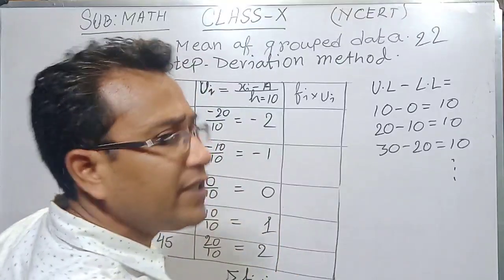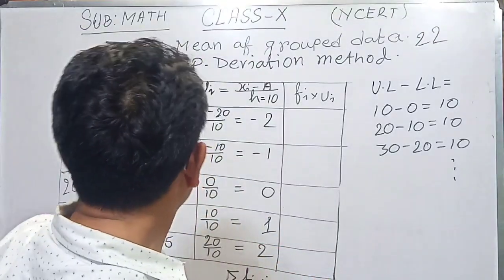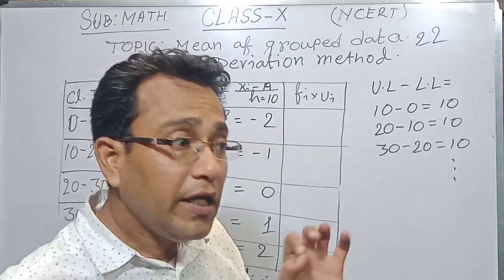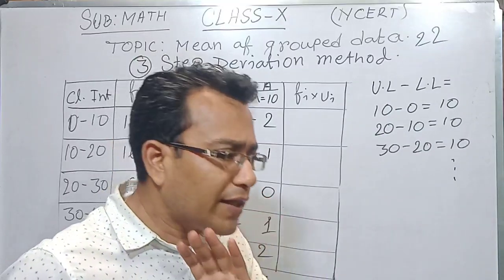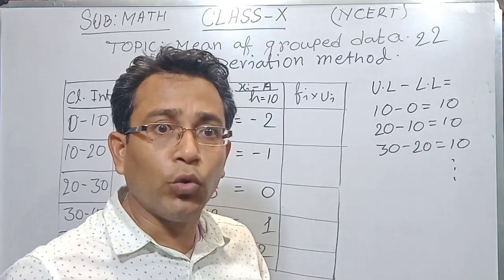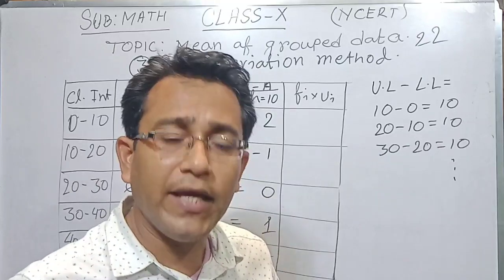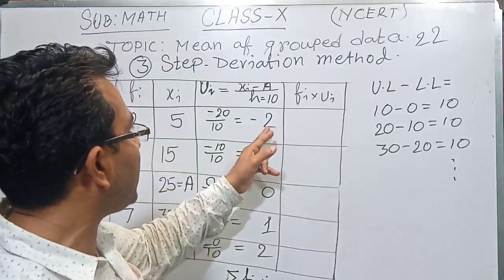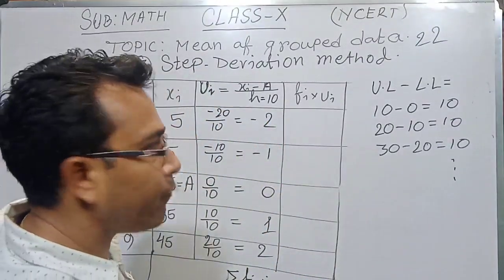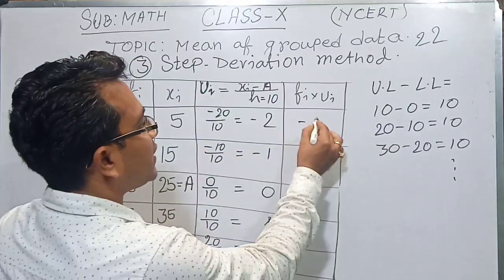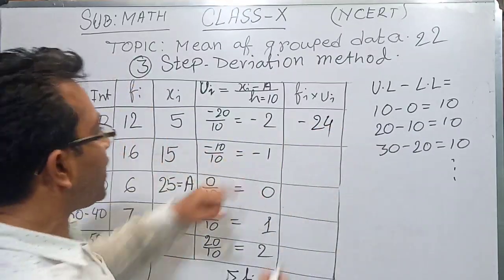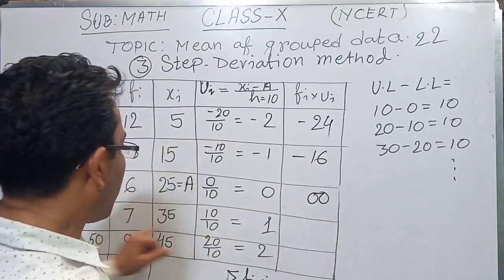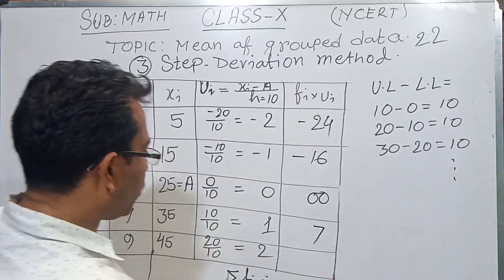And if you get the class intervals in smaller terms as well as the mid values and frequencies in smaller terms, use the direct method. If there is nothing said in the question paper about which method you should apply, you may apply any one of these three methods. So now I will multiply the value of ui with the fi. So 12 into minus 2, that is minus 24. 16 into minus 1, that is minus 16. 6 into 0, that is 0. 7 into 1, 7. 9 into 2, 18.